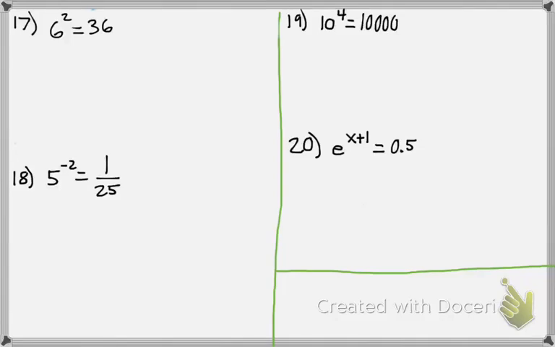For 17 through 20, it's basically the reverse direction of our previous problems. So we're given an equation in exponential form, and we're asked to write it in the equivalent logarithmic form. So we're transforming it back. So 6 squared is equal to 36. The equivalent logarithmic form would be log base 6 of 36 is equal to 2.